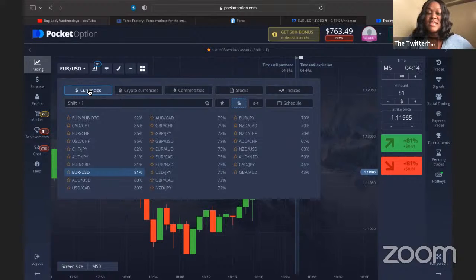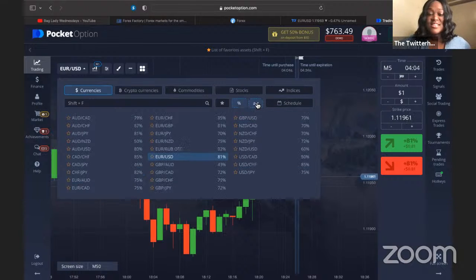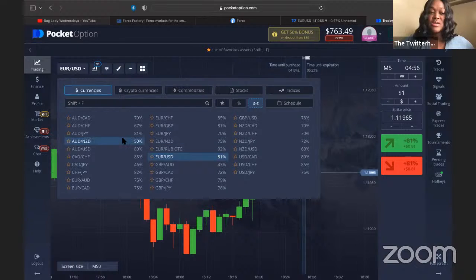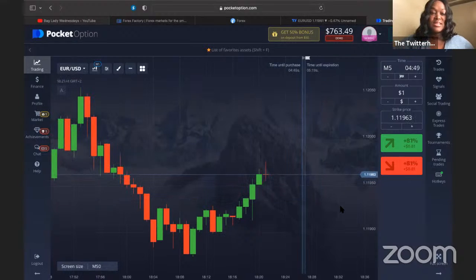And then it is based on percentage payout from highest percentage all the way to lowest. But I like to have it on A to Z because I know the alphabet. So when you're going to select your currency pair, it makes it easier for you to find whatever currency you're looking for, right? And then you just can click outside the box to get rid of that.